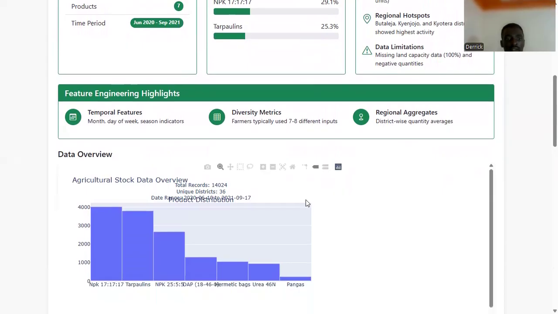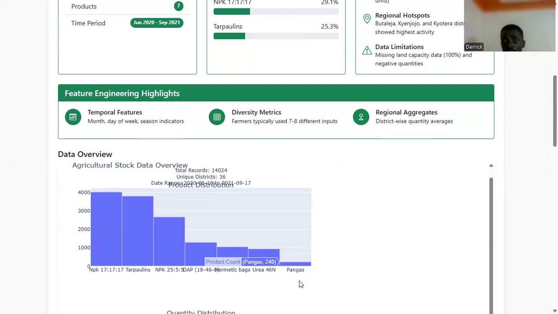So this is our data overview. These are the products, and then this is their quantity, with the NPK around 40,000, then the tarpaulins 38,000 plus, and fungicide contributed around 244 throughout the whole data set.